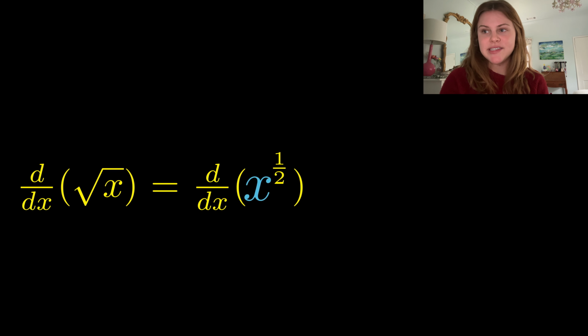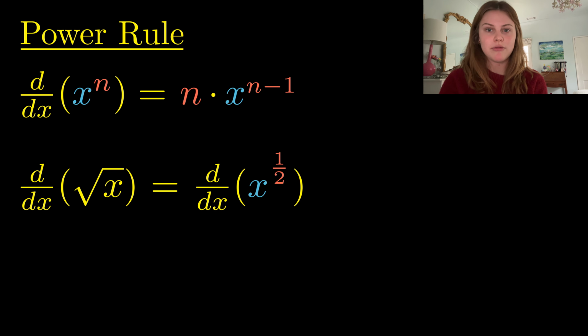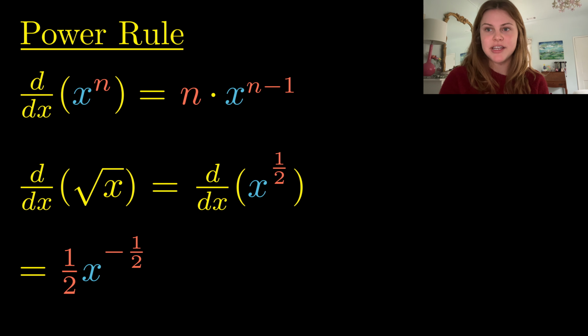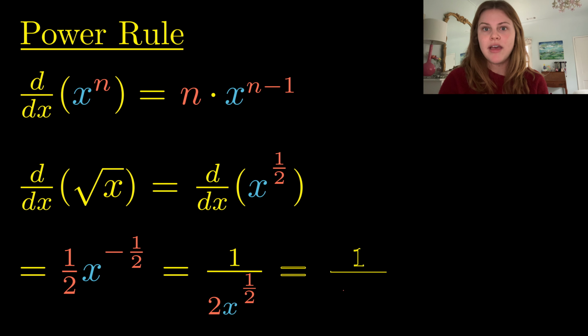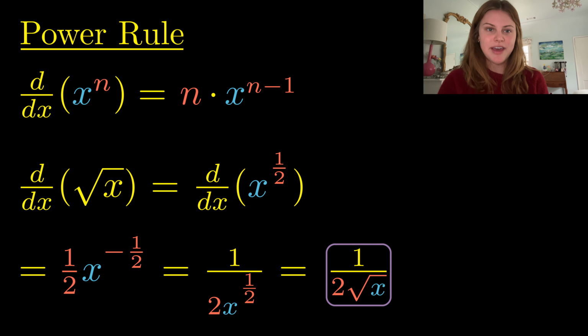With x being the base and 1/2 being the power, as before, in order to use the power rule, we take the 1/2 to the front and subtract 1 from the old exponent. Be careful that 1/2 minus 1 is negative 1/2. And we can change x to the negative 1/2 back into a fraction. Terms with a negative exponent will always go into the denominator, so we will have 1 over 2 times x to the 1/2. And x to the 1/2 is still the same thing as the square root of x, so our final simplified answer is 1 over 2 times the square root of x.